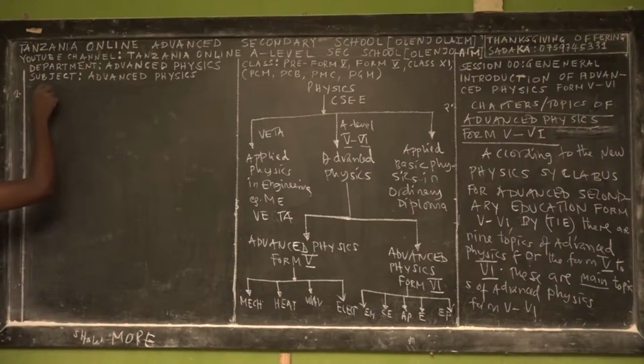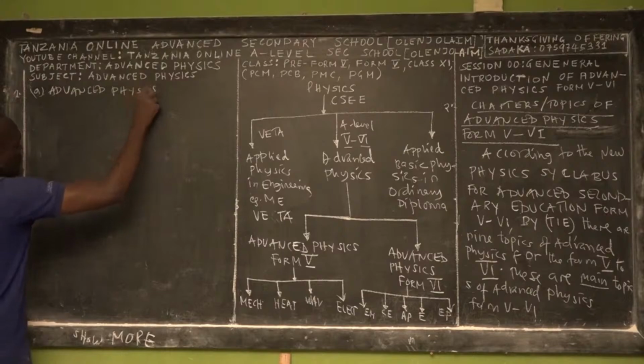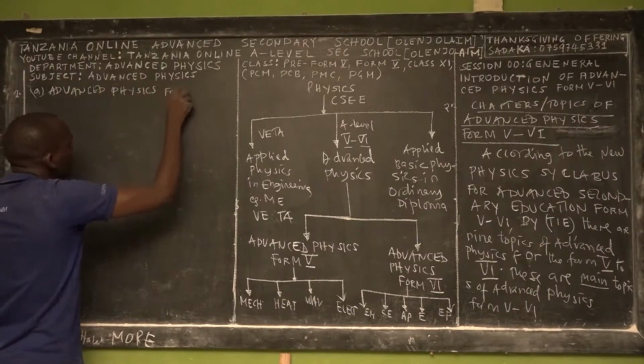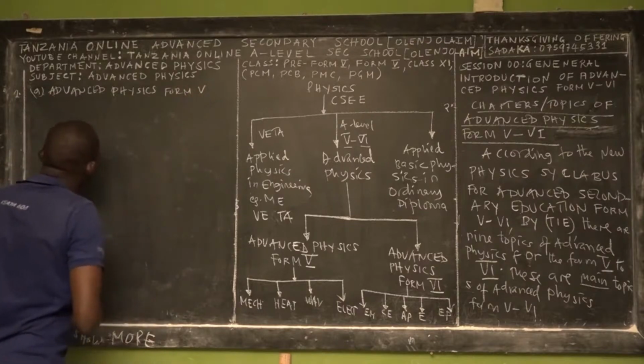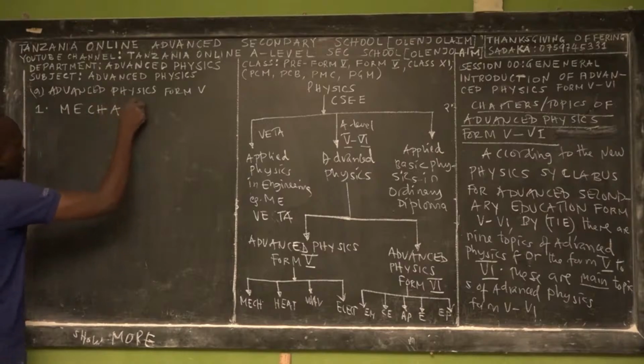For advanced physics Form 5, the first main topic we call mechanics. Stay with me, mechanics.